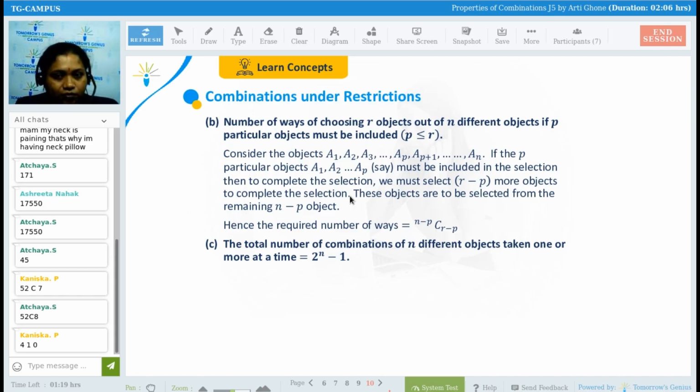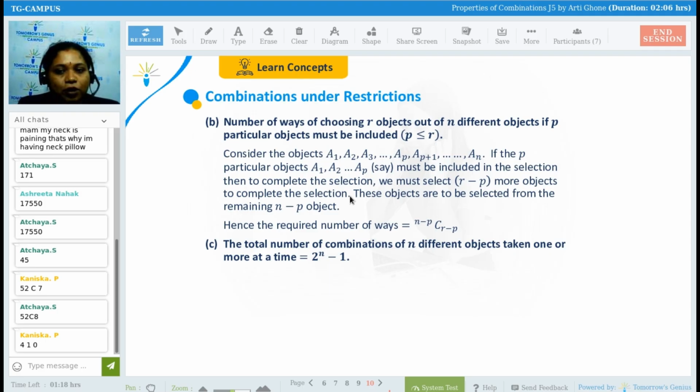Like, anyhow, certain things will be given to certain candidates, or certain objects, like n minus p C r minus p, so that the p things will not be taken in the calculation. They are completely lost from the n value and also the r value, because their mode of selection is already decided. Clear? So the second method is this one.